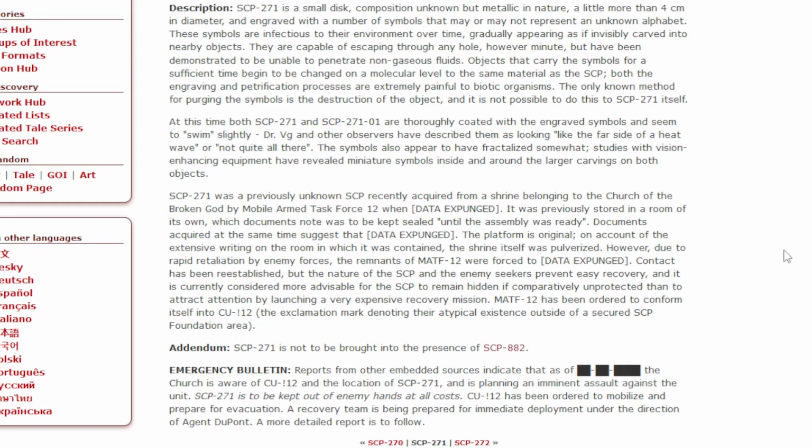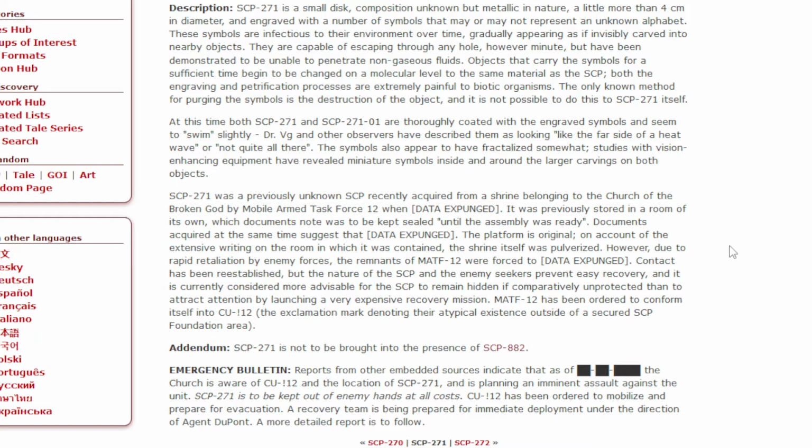It was previously known as an unknown SCP recently acquired from a shrine belonging to the Church of the Broken God by a mobile armed Task Force 12 when blank. It was previously stored in a room of its own, with the documents noting it was to be kept sealed until the assembly was ready. Documents acquired at the time suggest that blank platform is original on account of the extensive writing in the room, which was contaminated. The shrine itself was pulverized.